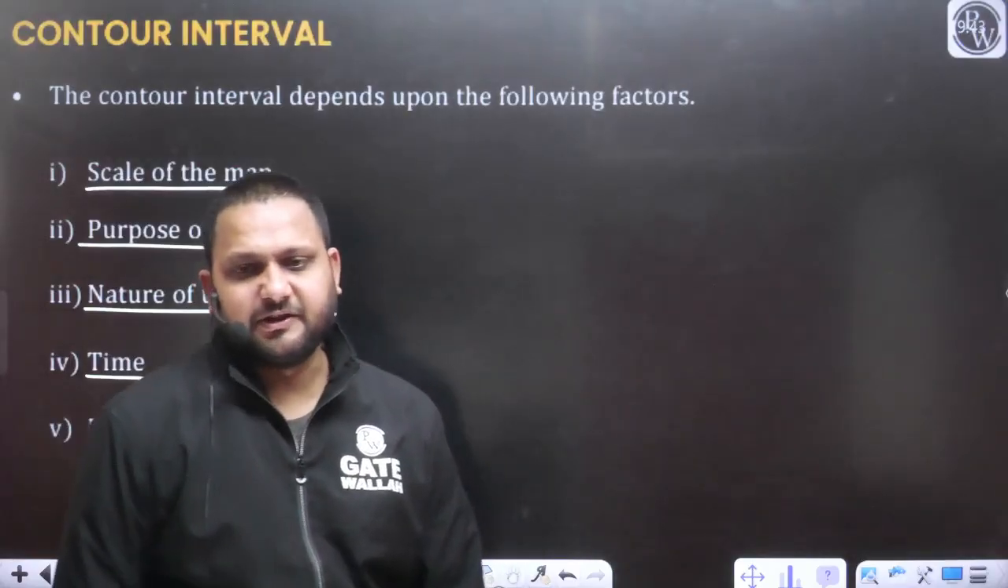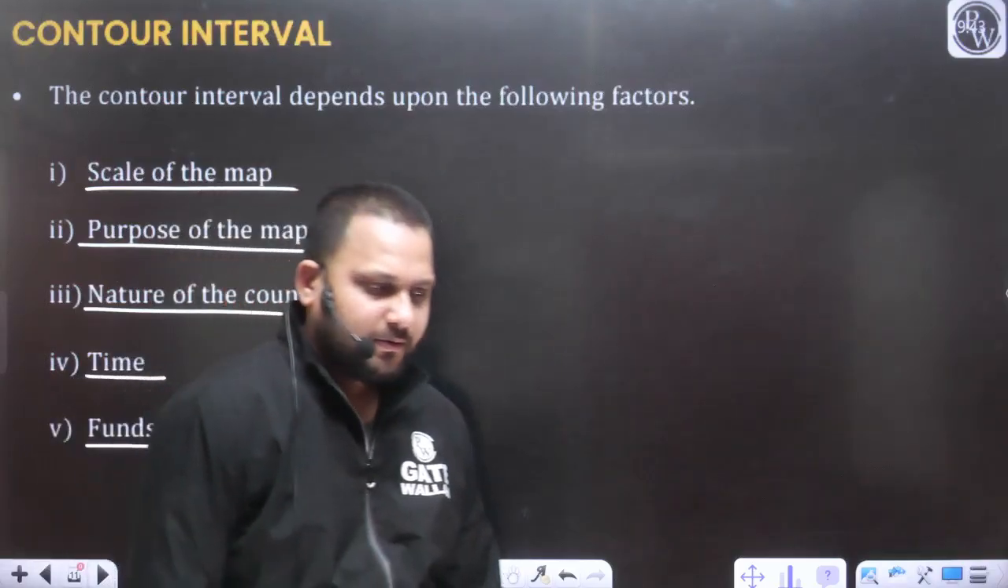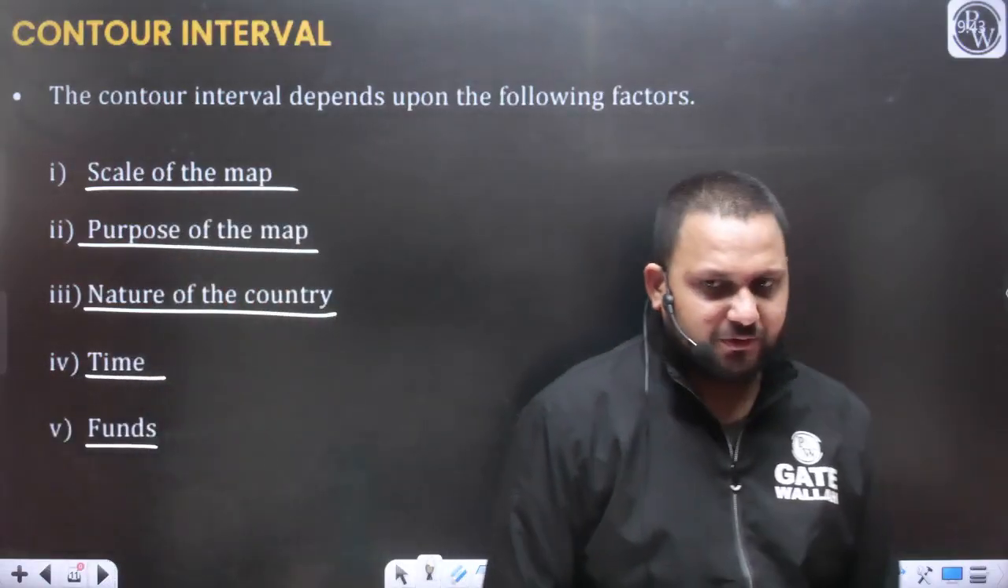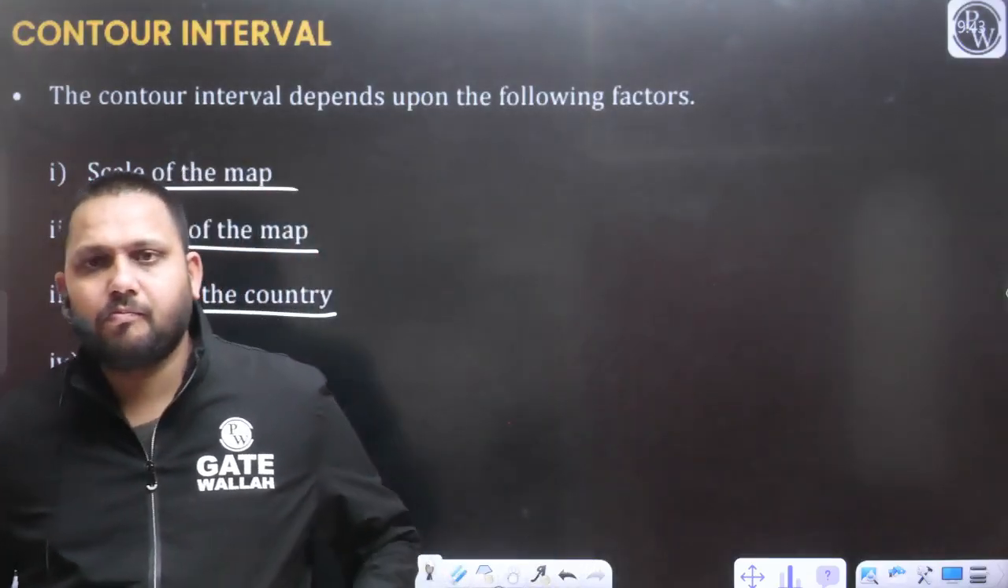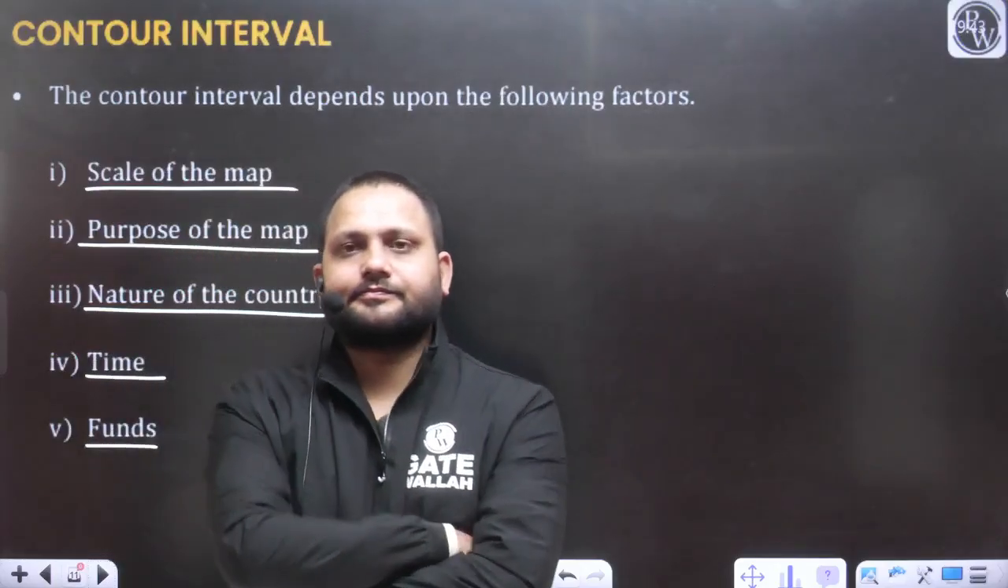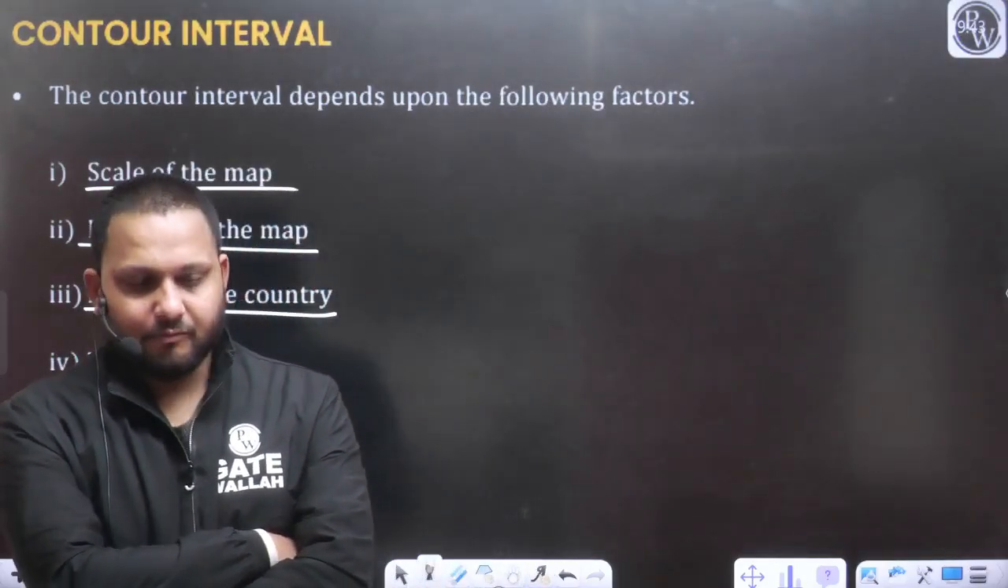So Ria is saying different. Why? Why are you saying, beta, that we should take a different contour interval on the same map? Tell me.